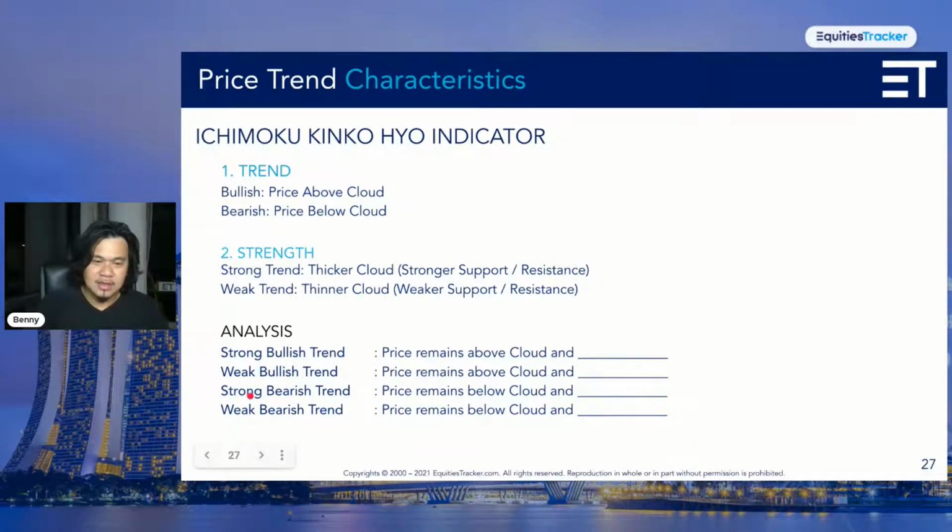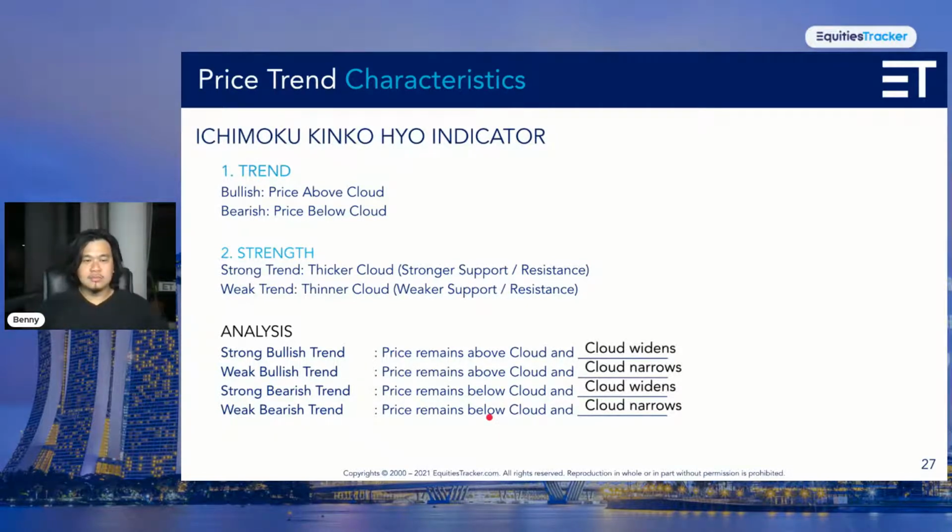Now, if it's a bearish trend, price is below the cloud, and if it's a strong downtrend, the cloud gets thicker. If the price is below the cloud, you have a bearish trend, and if the cloud gets thinner while the price remains below the cloud, that means that the bearish trend is weak. So this is basically how we apply the Ichimoku indicator.